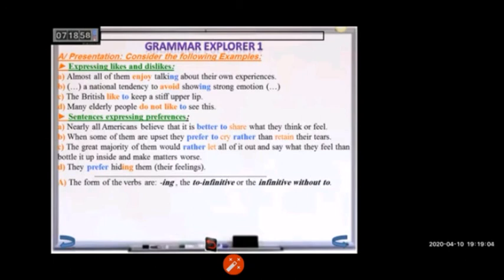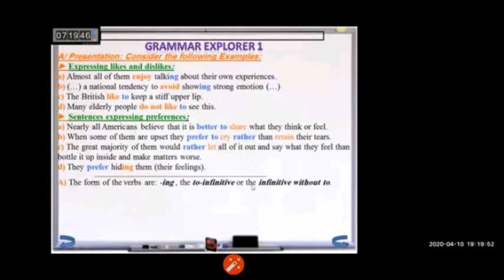Well, after these verbs, how are the verbs? Look at after these verbs: enjoy, avoid, like, do not like. How are the verbs after that? For example, this one. What do we have here? Verb plus ing. It means? Gerund. Gerund, very good. And here also the same. And here what do we have? The infinitive. Yes, we have infinitive. Good. And here also we have infinitive.